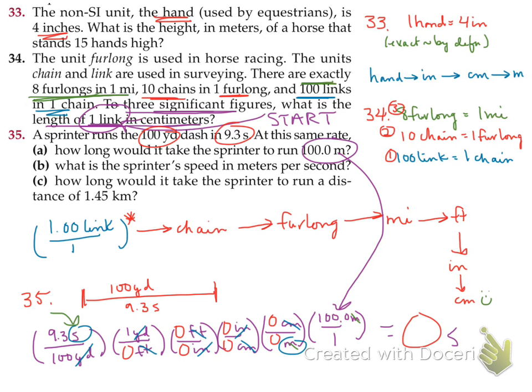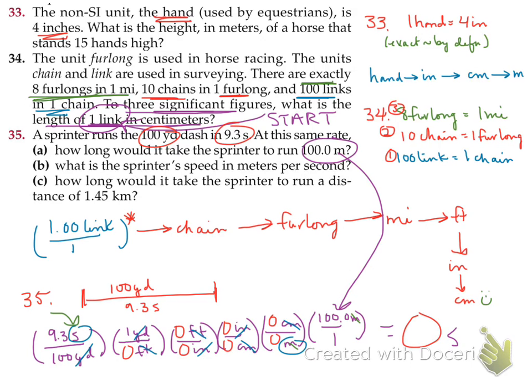Question 34, again, a new unit of length. It's a furlong. If you read 34, it tells you that 8 furlongs is exactly equal to 1 mile. And then there's a new unit of length called a chain. 10 chains is equal to 1 furlong. All these equivalencies over here, I just pulled them out of the question. Then there's a link. 100 links is equal to 1 chain. So down here for 34, my hint is to start with 1.00 links and go all the way to centimeters. I know. Is that not fun or what?